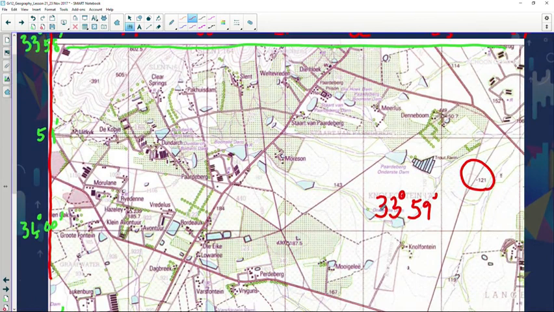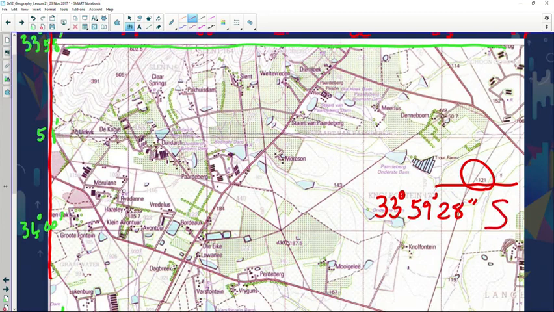Now let's go and have a look where spot height 121 is. We already established 33 degrees latitude, 59 minutes. If we take this grid and we divide it up in half, that's 30 seconds. Do you agree with me that that's going to be roughly 28 seconds? And where we're moving to, lines of latitude, so horizontal lines moving down south.